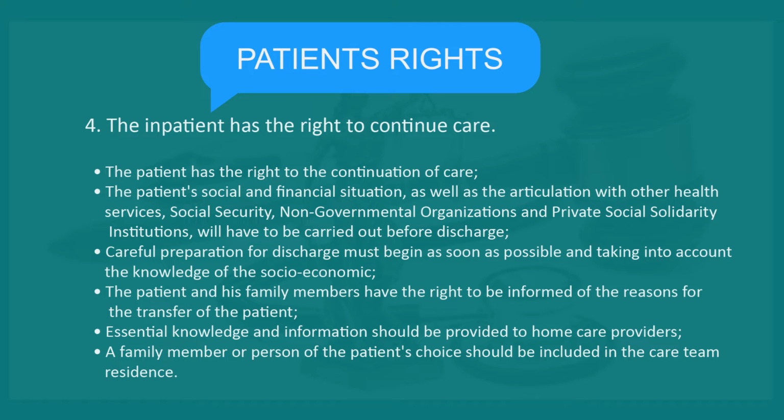The patient and his family members have the right to be informed of the reasons for the transfer of the patient. Essential knowledge and information should be provided to home care providers. A family member or person of the patient's choice should be included in the care team at the residence.